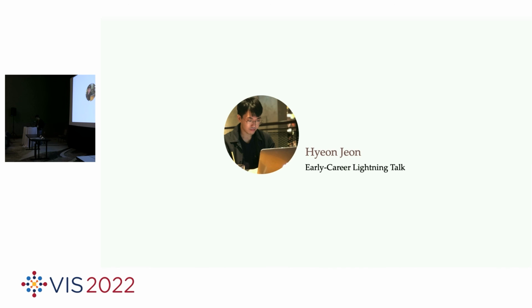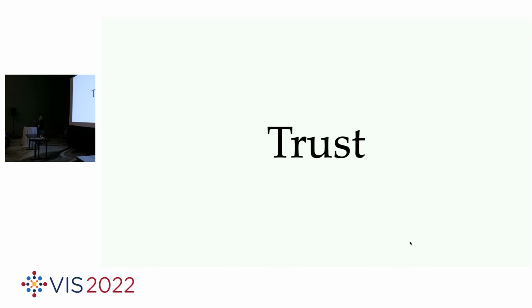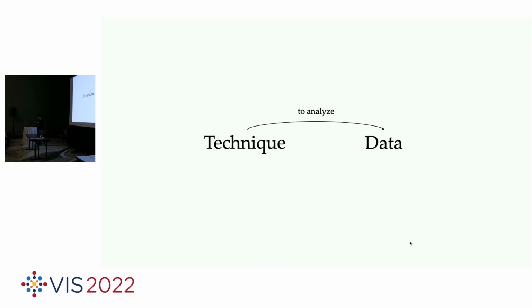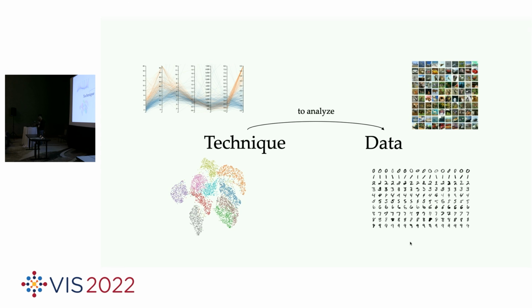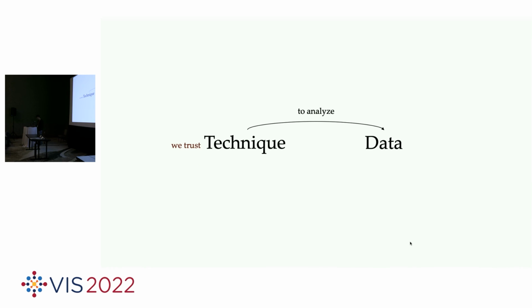So today, I would like to talk about trust. Let's assume that you're analyzing some kind of data. You'll probably select a certain technique to use. For example, if you investigate some kind of high-dimensional data, you might exploit dimensional reduction or parallel coordinates. This means that you trust the technique's reliability. Without such trust, you will select an alternative technique that seems to be more trustworthy.